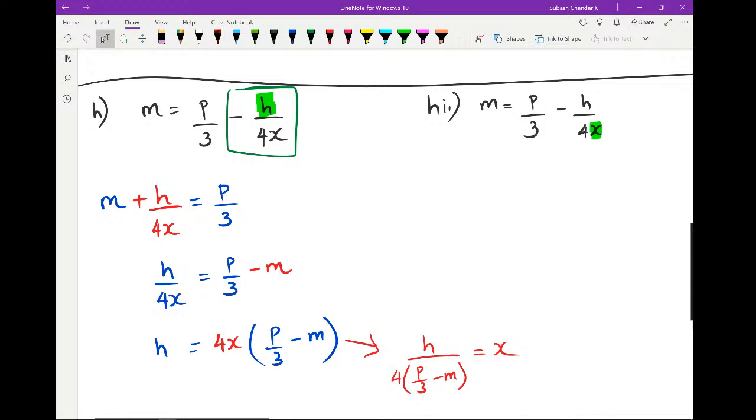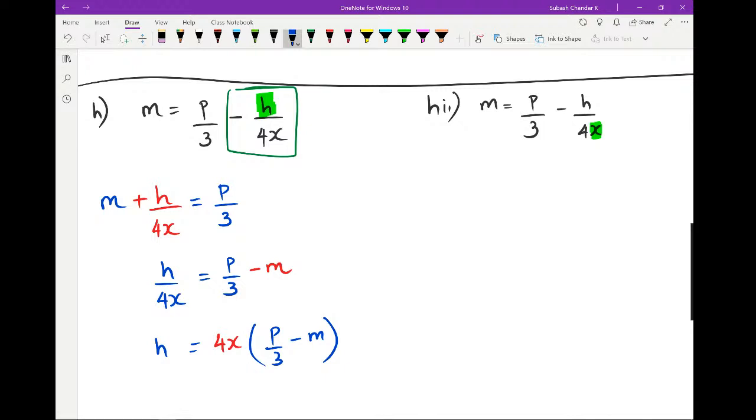Okay? Because if you look at it, you're trying to make x by itself, and because you're trying to make x by itself, that means you need to get rid of the 4 and p over 3 on the other side. So that's one way you can do this. Now I actually want to show you guys another method you could use. The other method is this way here.